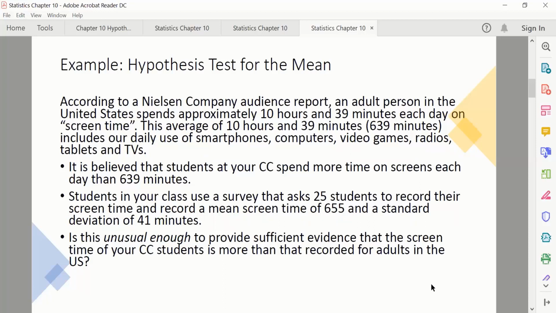It's believed that students at your community college spend more time on screens each day than 639 minutes. Students in your class use a survey that asked 25 students to record their screen time, and they record a mean screen time of 655 and a standard deviation of 41 minutes. Is this unusual enough to provide sufficient evidence that the screen time of your community college students is more than that recorded for adults in the US? So our data is higher than 10 hours and 39, but the question is, is it high enough to say, yeah, I think that data does not apply to our community college?